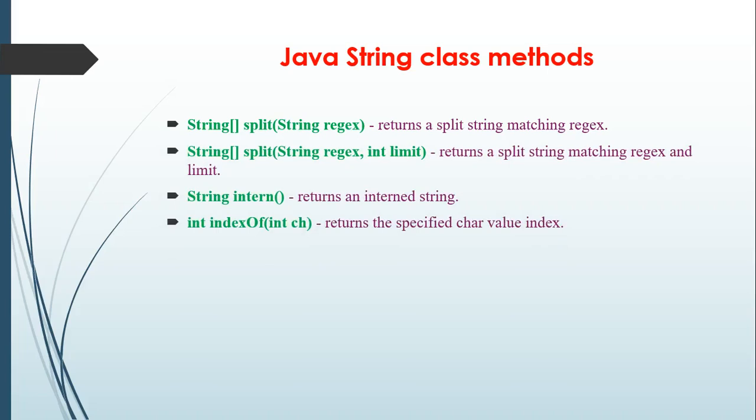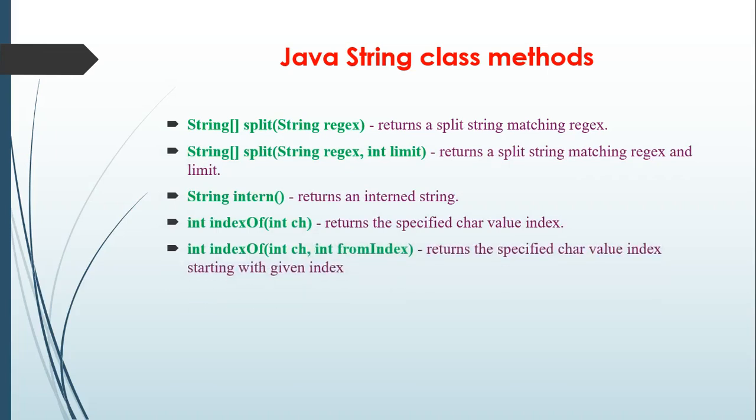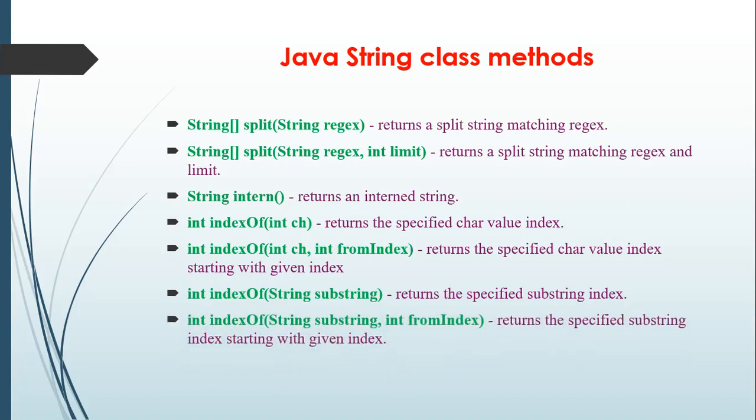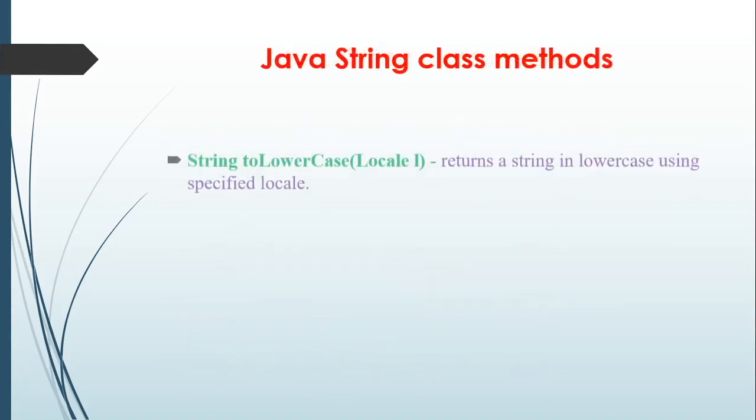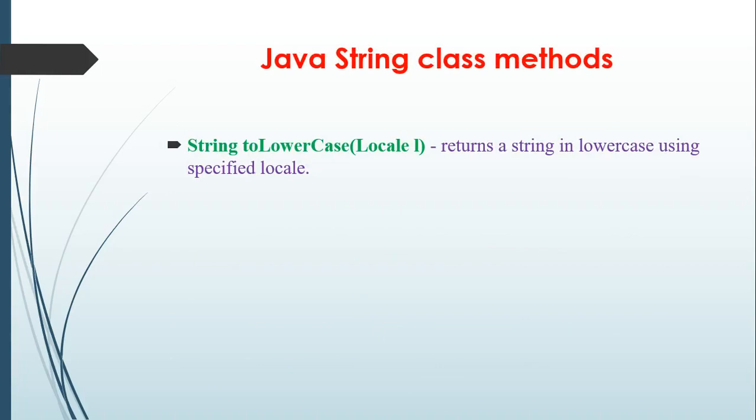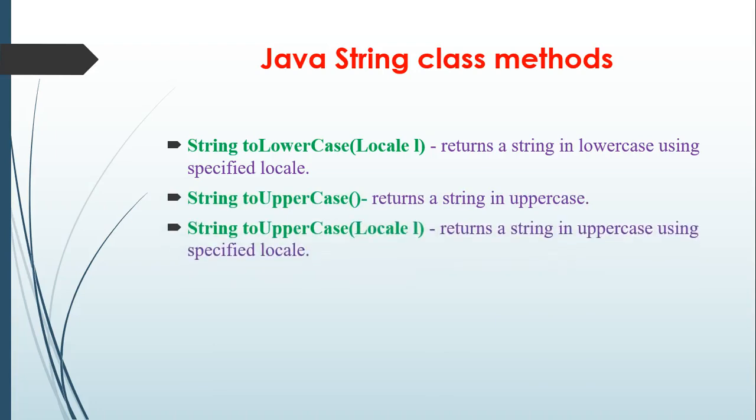indexOf returns the specified character value index. indexOf also returns the specified character value index starting with a given index. indexOf with a substring returns the specified substring index. indexOf with a substring and fromIndex returns the specified substring index starting with a given index. toLowerCase returns a string in lowercase. toLowerCase with a locale returns a string in lowercase using a specified locale. toUpperCase returns a string in uppercase. toUpperCase with a locale returns a string in uppercase using a specified locale.